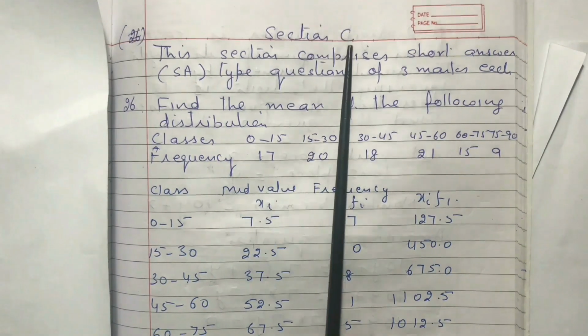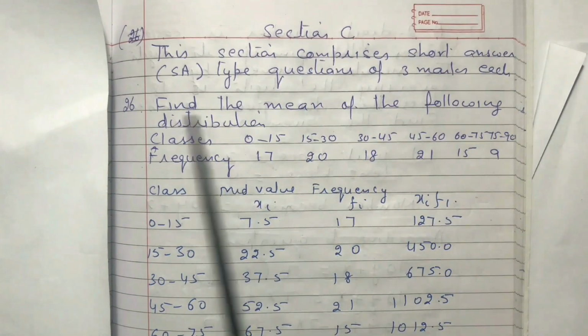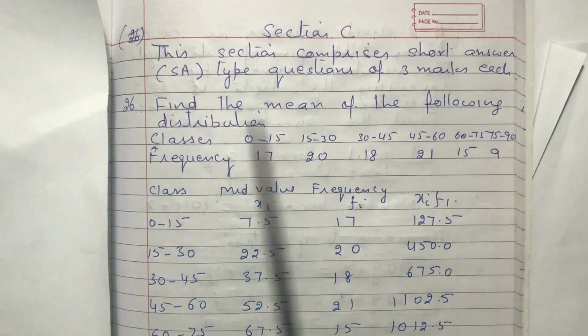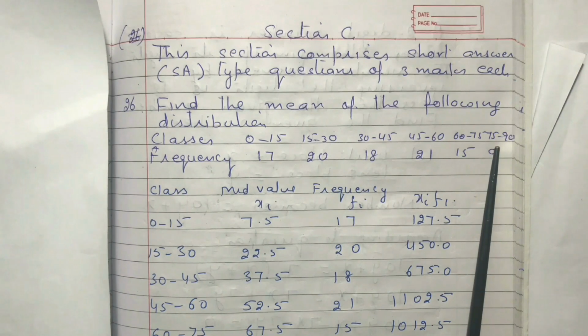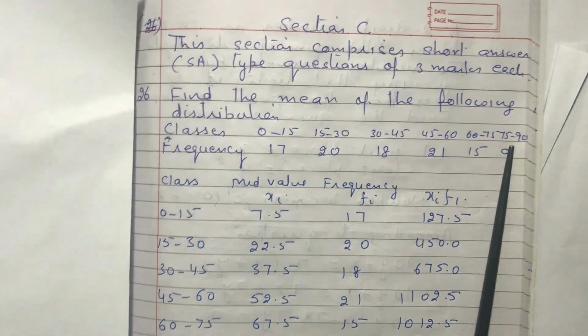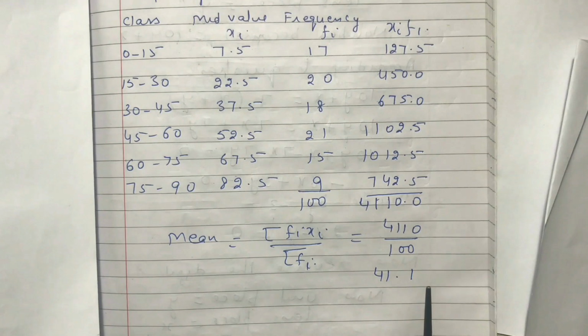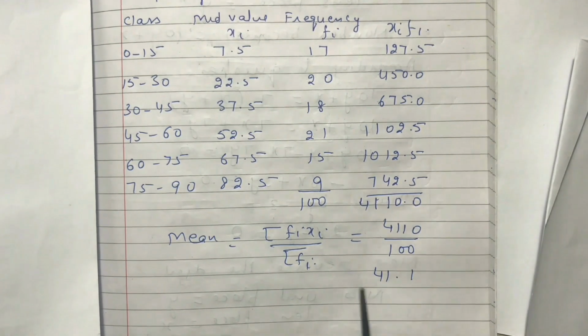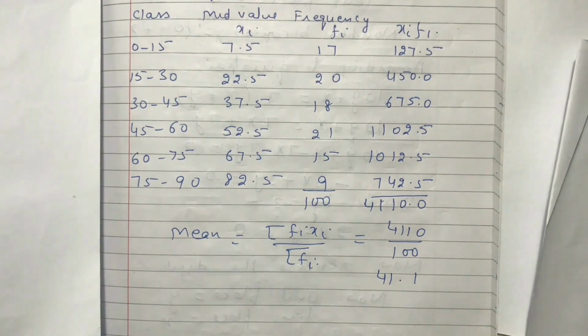Now this is section C. This section comprises short answer type questions of 3 marks each. The 26th question is: find the mean of the following distribution. Classes are given, frequency is given. You are to find the mean, and I think you all know how to find the mean. So I have applied the direct method here, but you can also apply the step deviation method. I found the answer by the direct method, that is 41.1. If you get this answer by the step deviation method too, then it is correct. So you can pause my video, you can check it yourself.